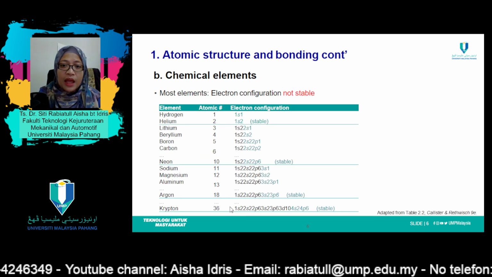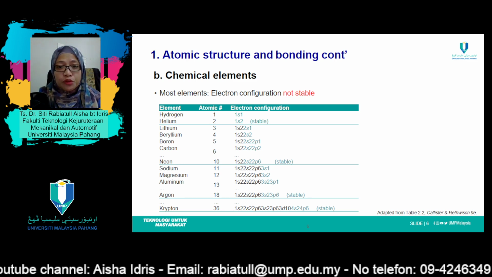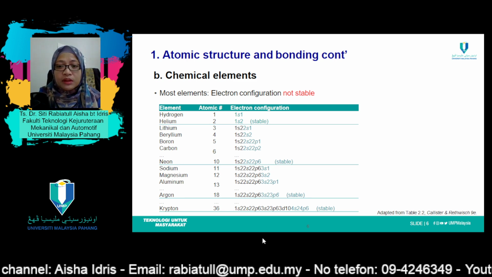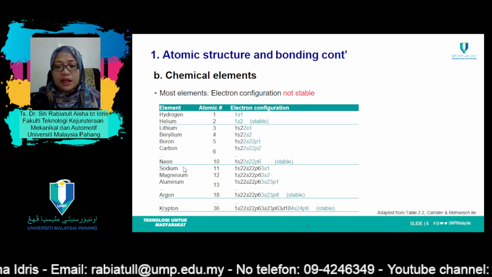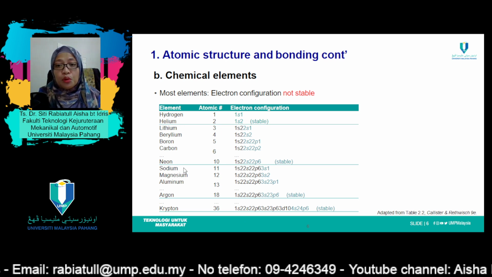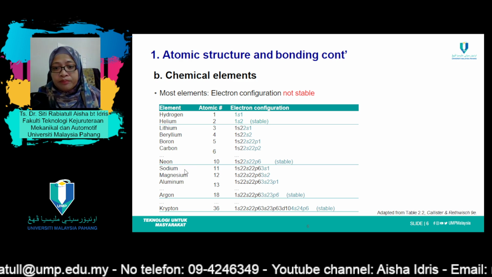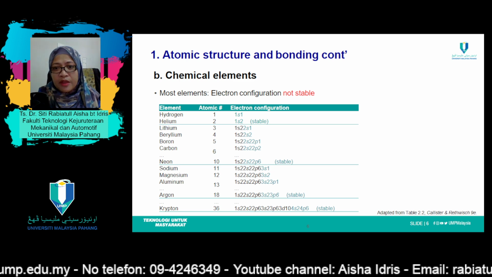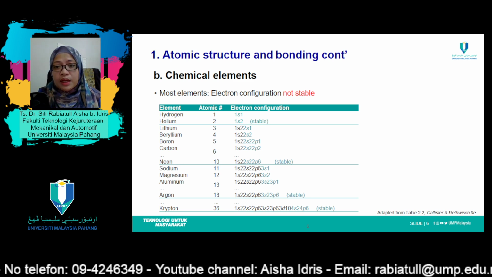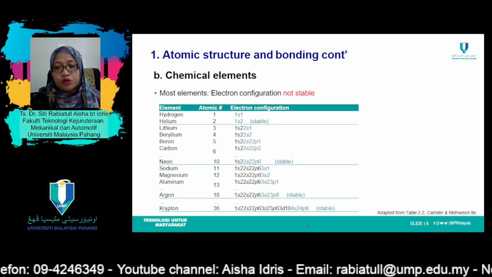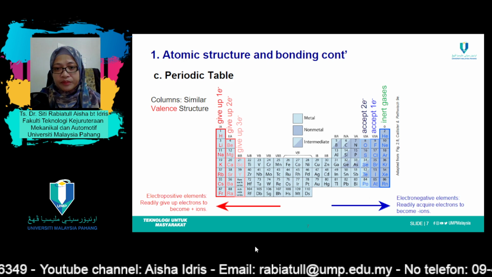And there are other elements with various values of valence electron, as can be seen in this table, starting from hydrogen, helium, lithium, and so on and so forth. So the value of valence electron can vary as well, like 1, 2, 6, and so on and so forth.